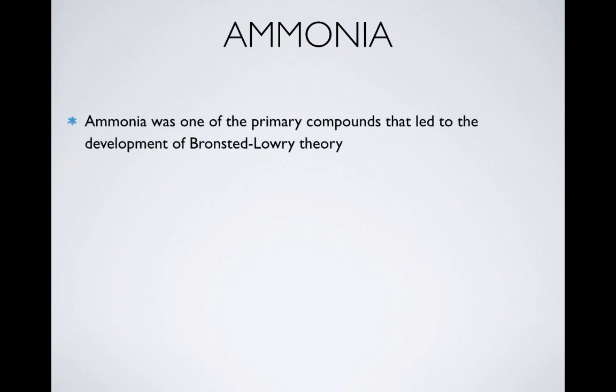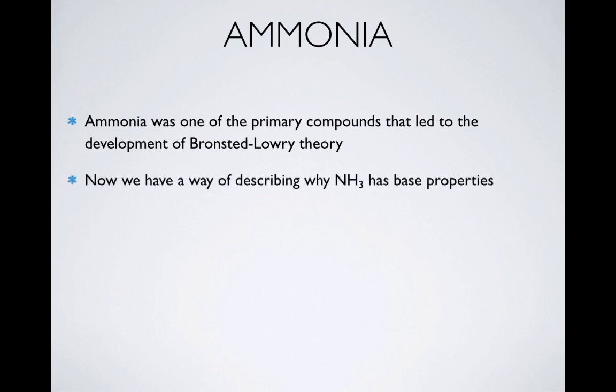Let's go back to the bugaboo of the Arrhenius acid-base theory, and that's ammonia. Ammonia was one of the primary compounds that led Bronsted and Lowry to develop this theory, and they actually developed it independently. They weren't working together, but they came up with the same basic concept near the same time, so they're given joint credit for it in the history books. But it was really ammonia having its base properties and not fitting into the Arrhenius theory that prompted their new theory.